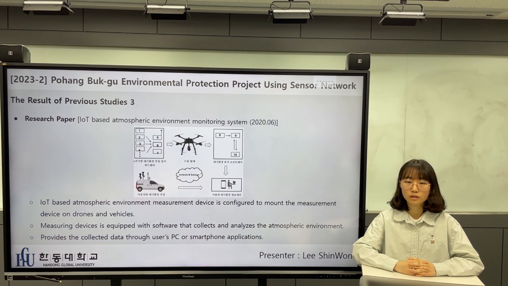Our last data is a research paper called IoT-based Air Environment Monitoring System. An IoT-based atmospheric environment measurement device is configured to mount the measurement device on drones and vehicles. This measuring device is equipped with software that collects and analyzes the atmospheric environment. Measurement and analysis results are visualized and provided through the user's PC or smartphone applications. We found out that there were various ways to sense air pollution.